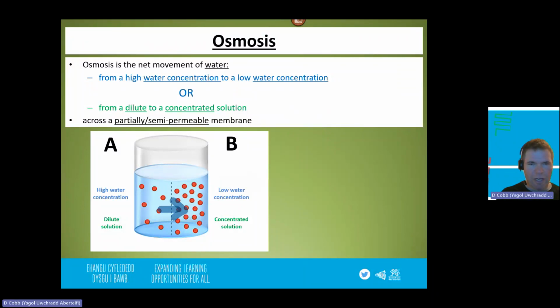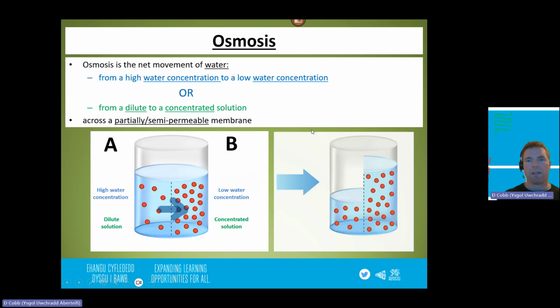And the reason you'll always know that is because you've learned the definition. So you've learned osmosis is the net movement of water, and I would suggest from a dilute to a concentrated solution across a partially permeable membrane. There we are.